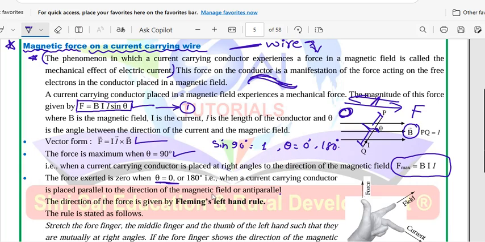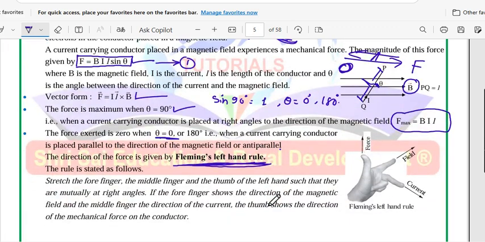The direction of the force is given by Fleming's left hand rule, which I have discussed in the earlier classes. What does Fleming's left hand rule indicate? It states that if you stretch the forefinger, middle finger and thumb of the left hand such that they are mutually perpendicular, at right angles, then the forefinger shows the direction of the magnetic field, the middle finger shows the direction of the current, and the thumb shows the direction of the mechanical force on the conductor.